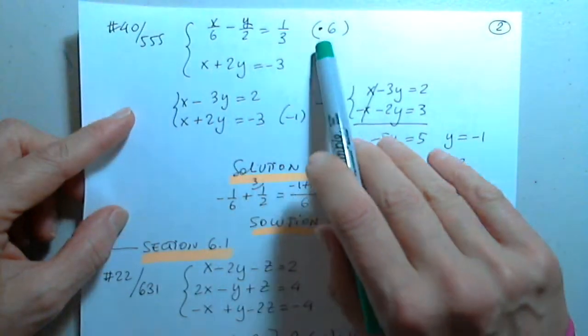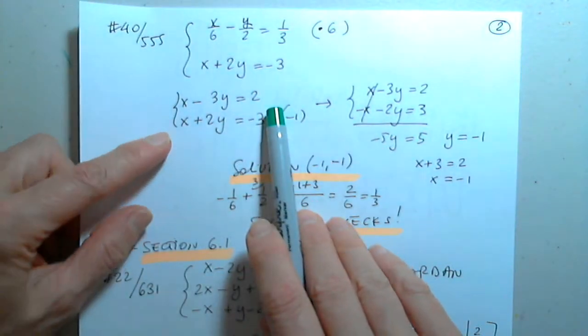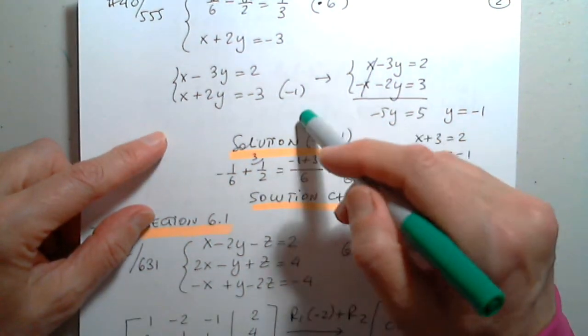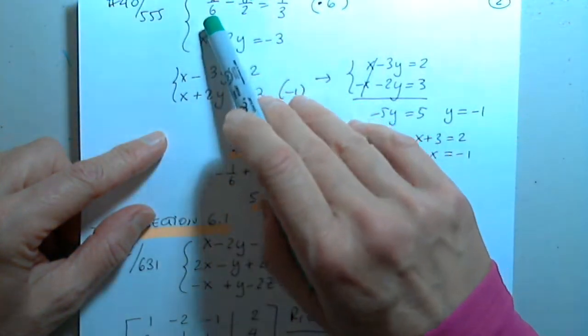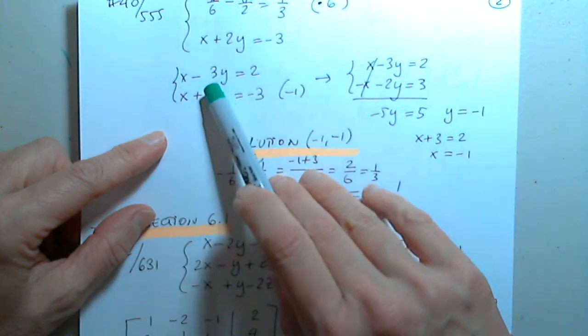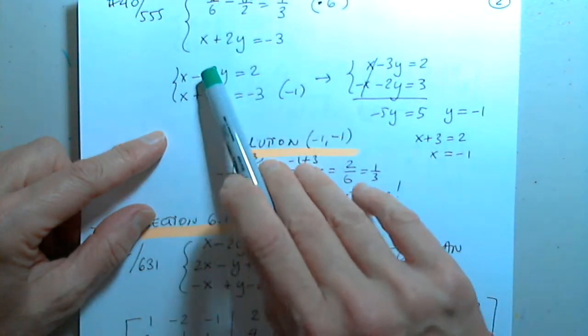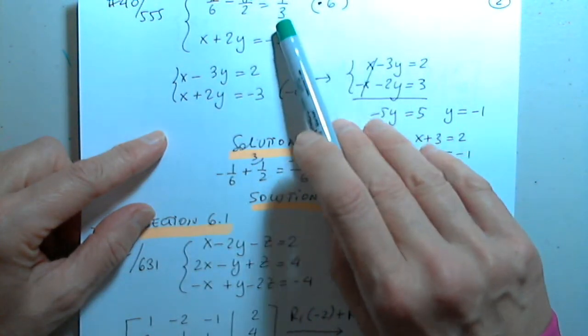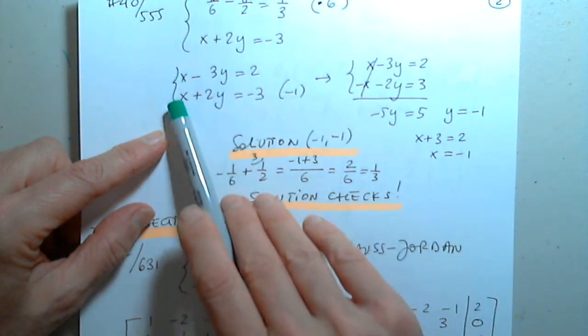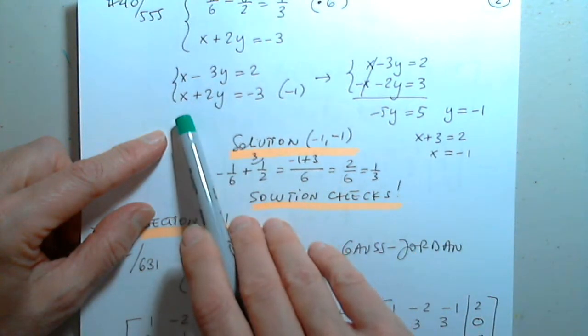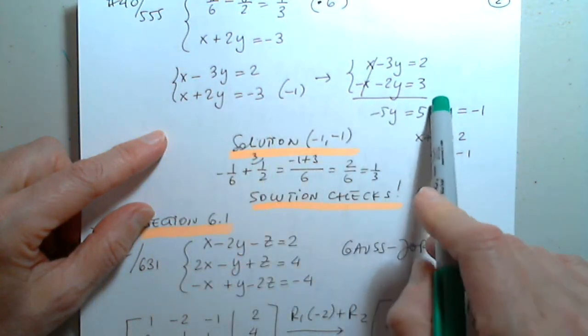Same thing here. I multiply both sides by 6 first to eliminate fractions. And then I multiply the second equation by negative 1. So 6 over 6 is 1. 6 over 2 is negative 3 in this case because it's a negative in front. And 6 divided by 3 is 2. And then I decided to eliminate x, multiplying the second equation by negative 1.